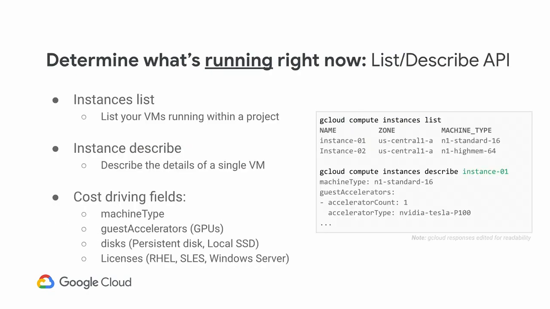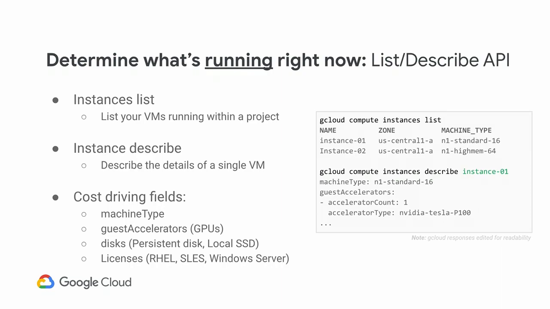So how do you figure out what's actually running right now? If you want to understand what's happening at a point in time, you can take advantage of our instance list and describe APIs. With the list API, you get a list of all of the instances that are currently running on your project. Then you can use the instance describe API to see what exactly that instance is.